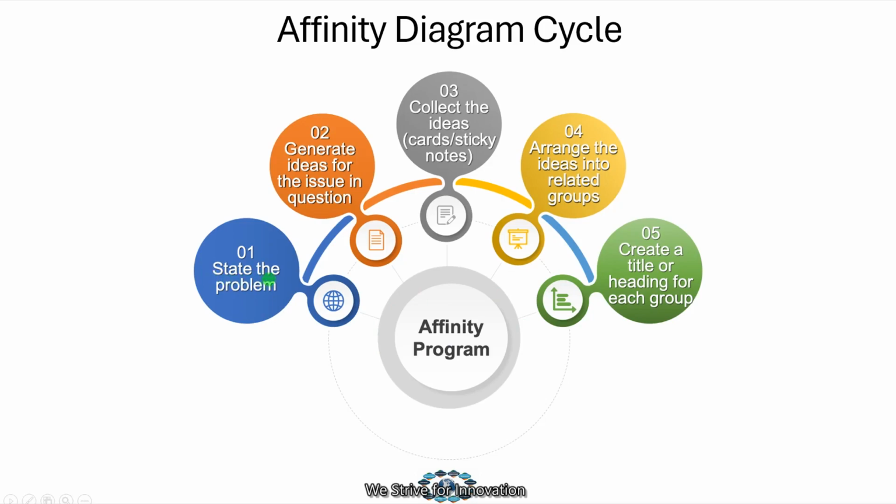You state the problem, you generate ideas for the issue in question, collect ideas on cards, sticky notes, whatever tools you will use. Arrange those ideas into related groups and subgroups, then create a title heading for each of those groups. I think now you have a clear visualization of what the affinity diagram stands for.